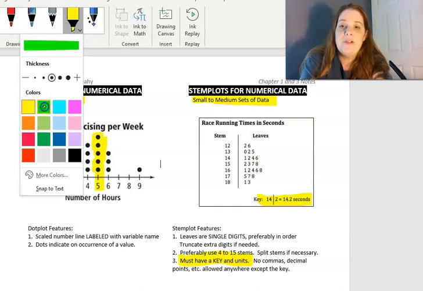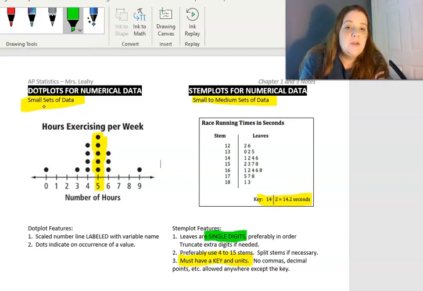The other thing that we want to think about is that the leaves are always going to be single digits. So over here, we're only using one digit as the leaf. Notice that we don't have commas or decimals over here. If you do have a decimal place, you will deal with that in the key itself.